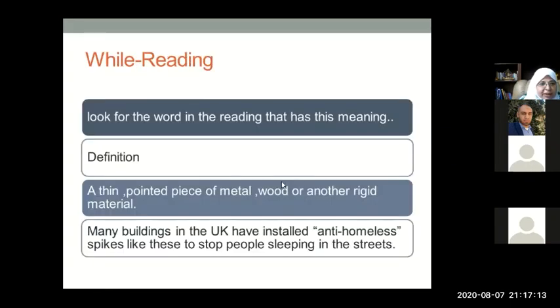So this is another idea. For the while reading stage as well, you can give them a definition of a word and tell them, I want you to look for this word in the reading passage. So you don't say, I got it online, but face-to-face, no.